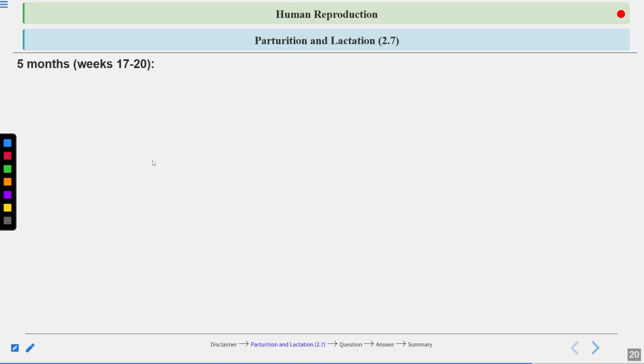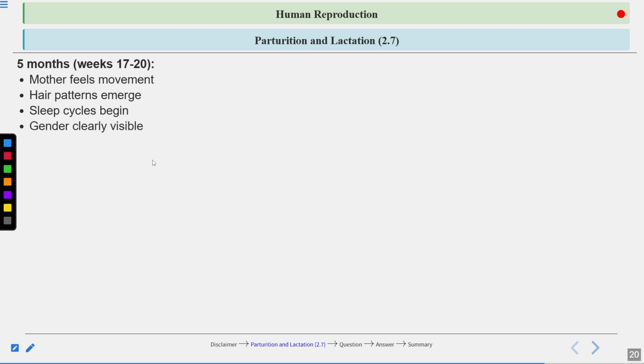In the 5th month, what is happening means week 17 to 20. Mother can feel the movement now. Feel the movement of the fetus. Okay, hair patterns emerge. Sleep cycle begins. Now, gender is clearly visible here, whether it is female or male.